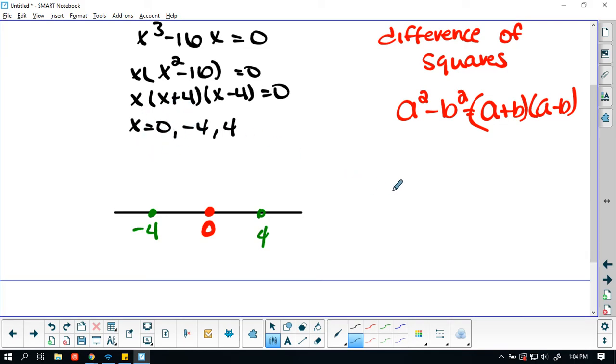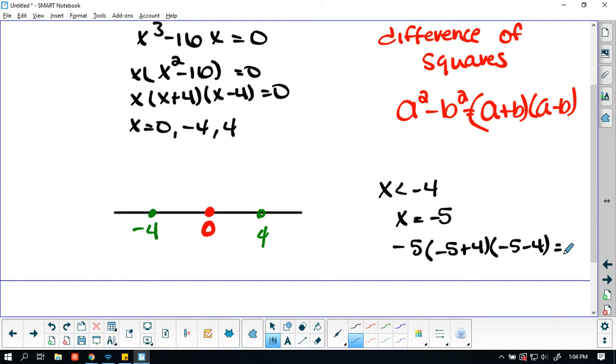So I'm going to see what happens when x is less than negative 4. I'm going to choose negative 5 and substitute it into this equation here. So we get negative 5 times negative 5 plus 4, and then negative 5 minus 4.